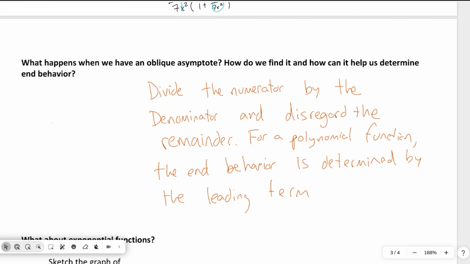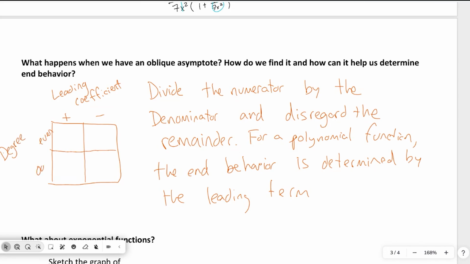I'll make a nice little chart for you to help you remember what's going to happen. So we look at that leading term. Let's start with the leading coefficient, which is either going to be positive or negative. And then the degree, or the exponent, is either going to be even or odd.